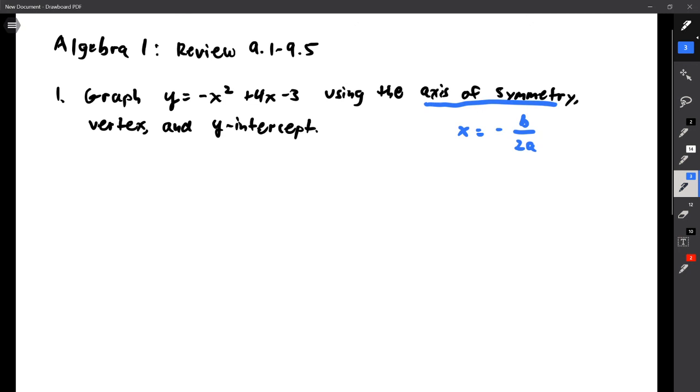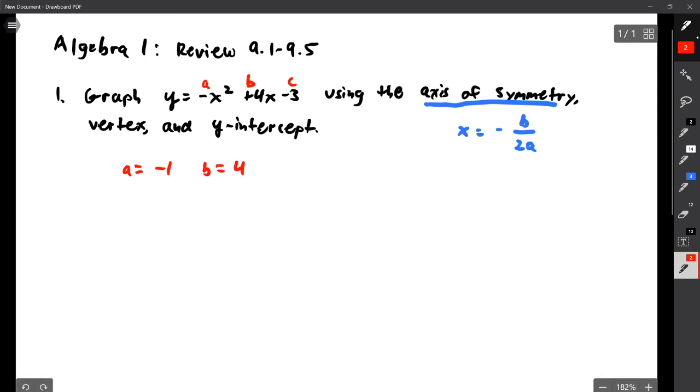Now, what that entails, though, is we need to know what a and b are at this point. And you might recall that a is what's attached to the x squared, b is what's attached to the x, and c is what is by itself. So what we have is a is negative 1, because it's a negative 1 x squared, b is 4, and c is negative 3.